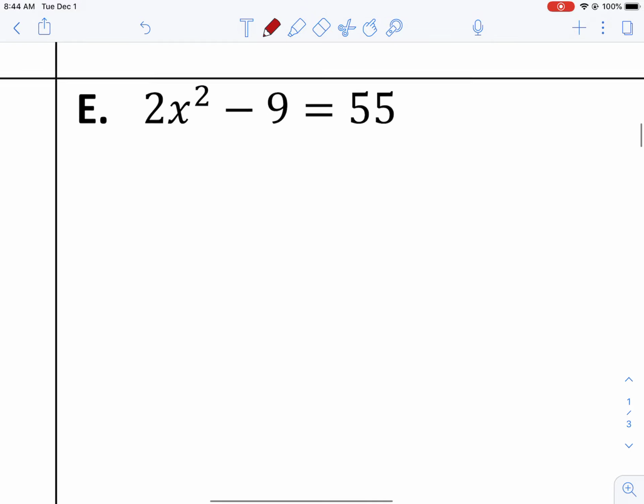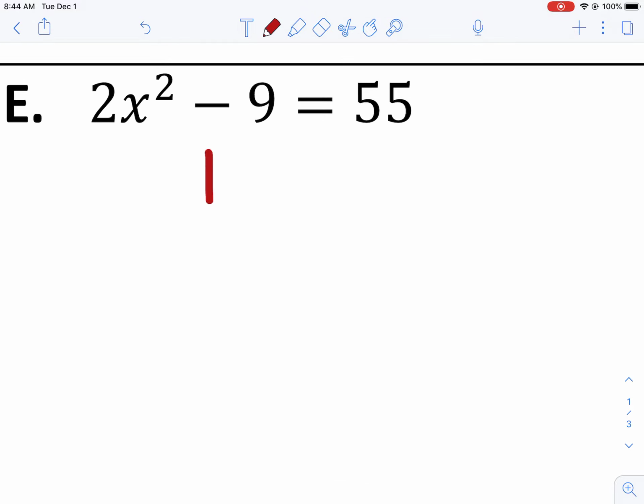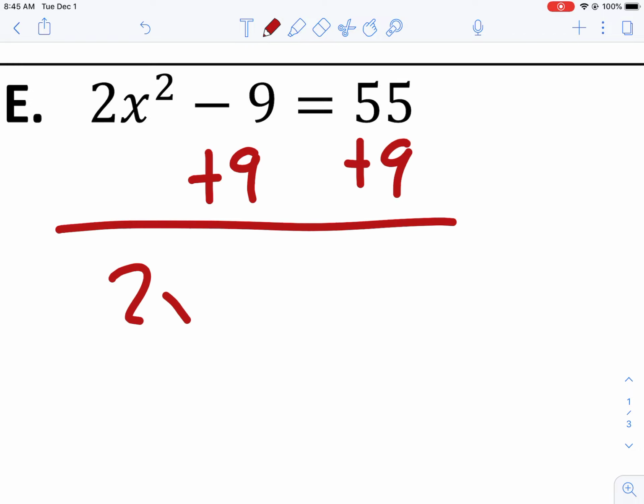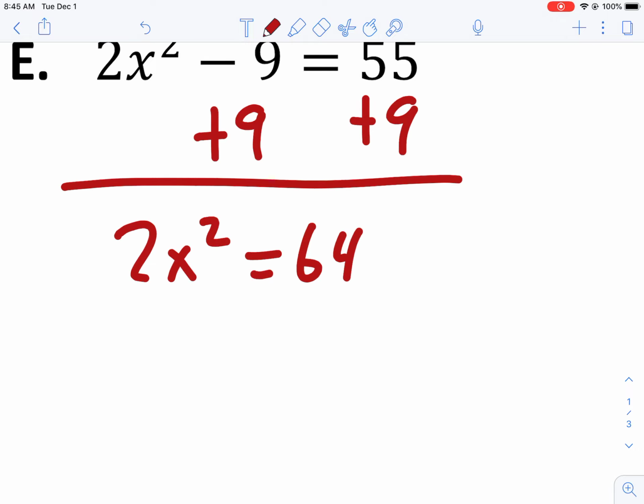Again, so I'm just kind of going through the same things here. All right, we're going to add 9 on both sides. So we got 2x squared equals 64. Divide by 2.